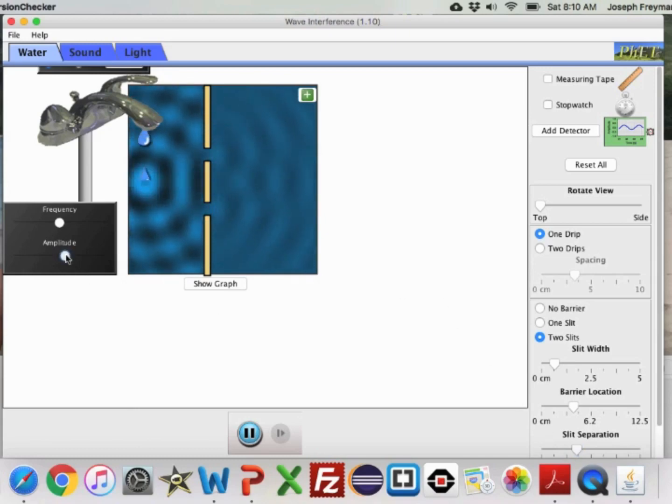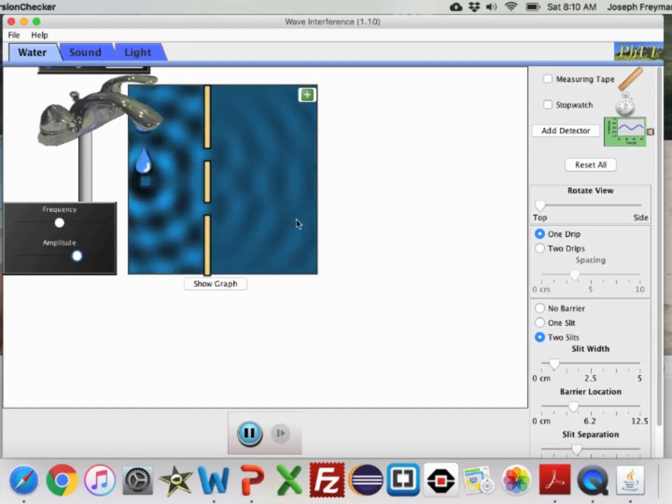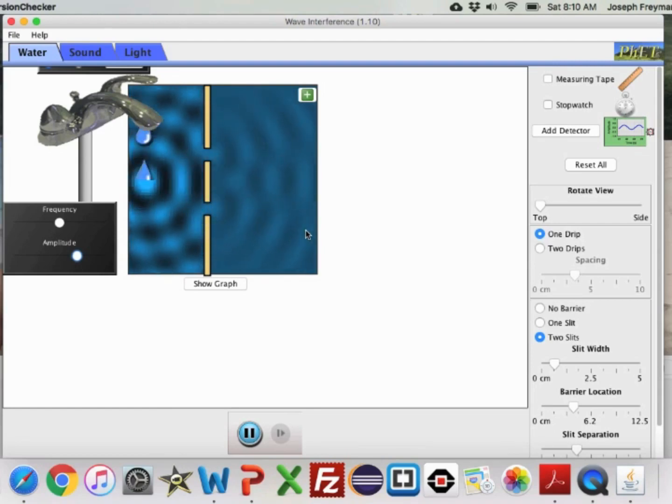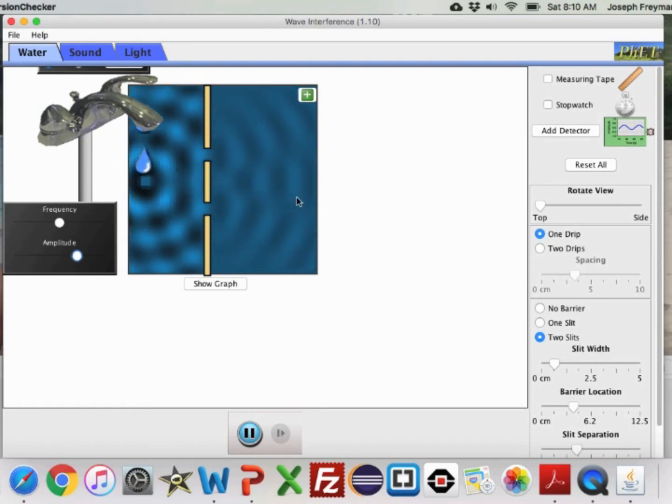I'm going to increase the amplitude a little bit. And notice what we have here. We have areas of constructive interference, like what my mouse arrow is going over right now. And I have areas of destructive interference. This little area here, where it appears that there is nothing. And that's because we have full destructive interference along these lines.